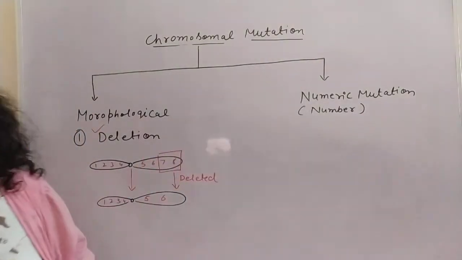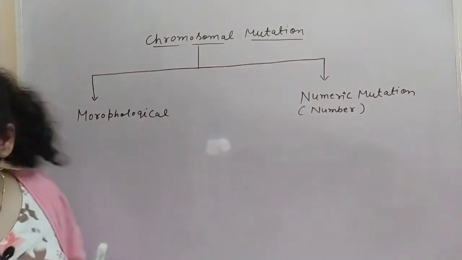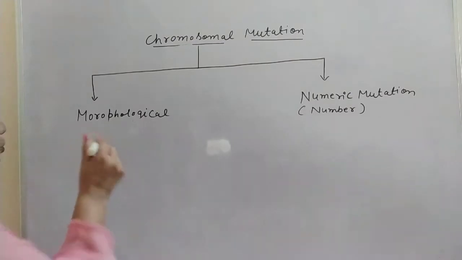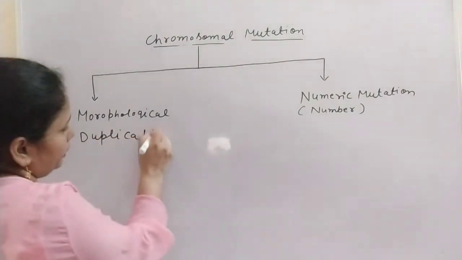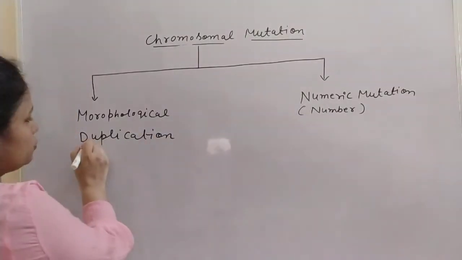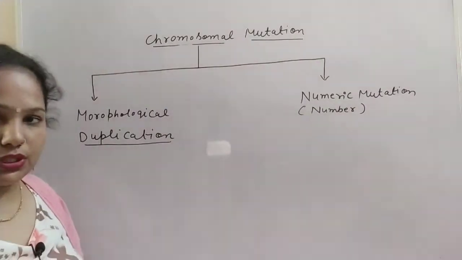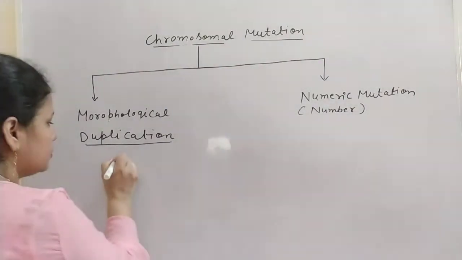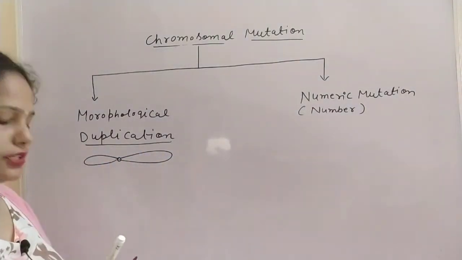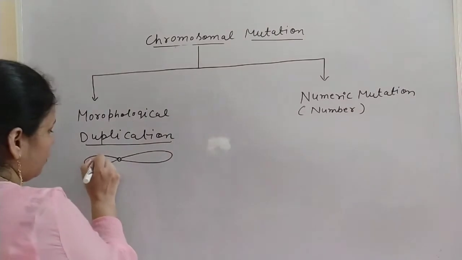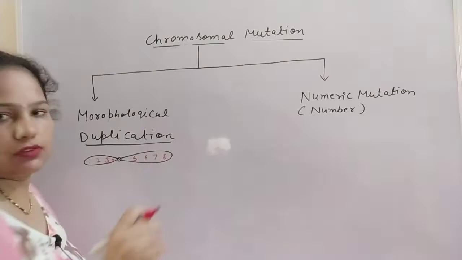Now the second type, that is the duplication. Duplication means if something gets repeated, we will call it duplication. Suppose here one chromosome is present and in this chromosome the sequence is 1 2 3 4 5 6 7 8.